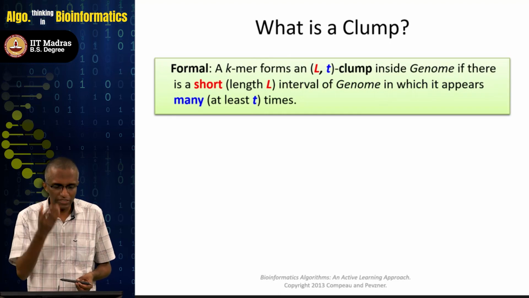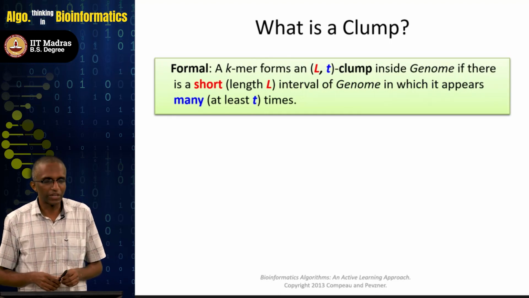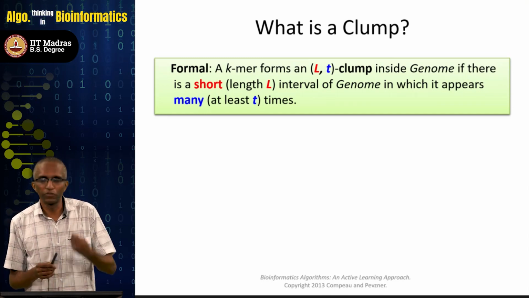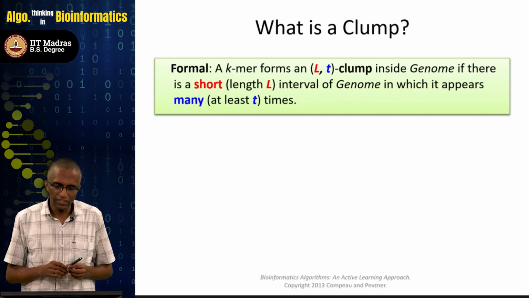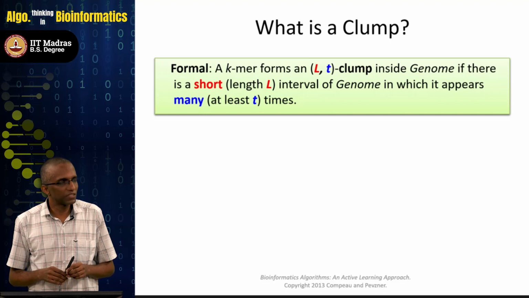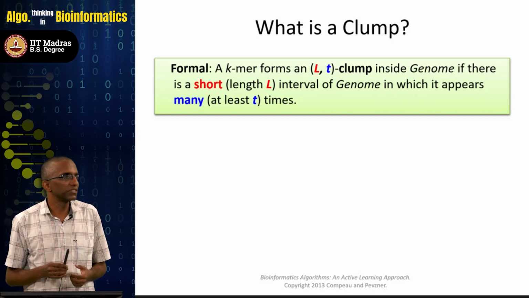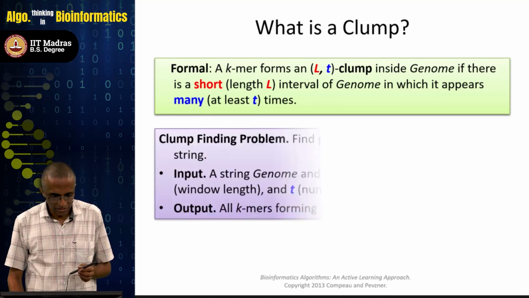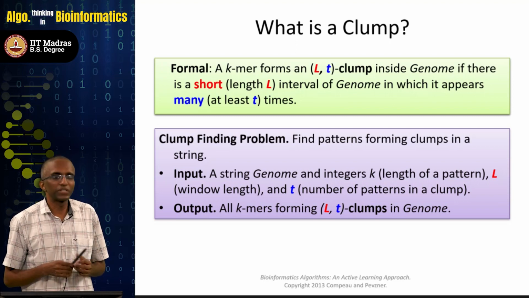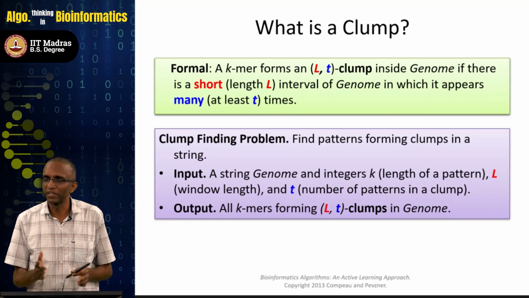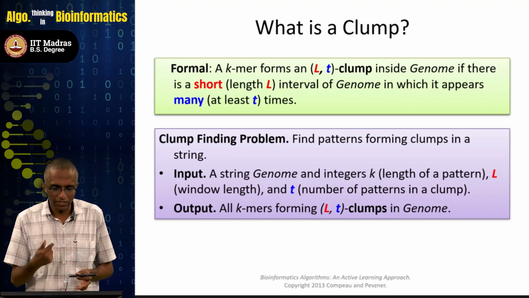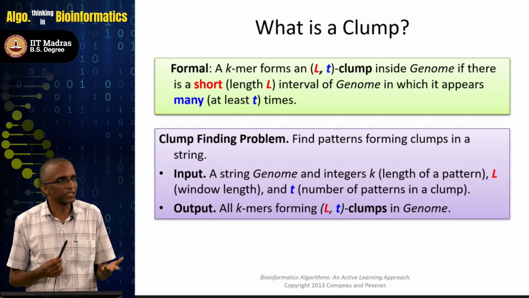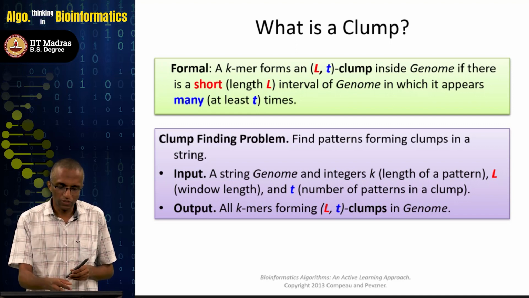One way we can make it concrete is a k-mer forms an (L, t) clump. You have 2 parameters, again we will have to know from prior biology what values of L to use, what values of t to use, but you have some parameters L and t. So, you have this (L, t) clump inside a genome if there is a short interval of length L of the genome in which the k-mer appears t times or more. Okay. That is what this (L, t) is, and then again you can write it down as a problem and you can think about algorithmic ways to solve this. So, you can write a pseudo code, again these are very simple problems. After some amount of thought you should be able to write a code to solve this problem.